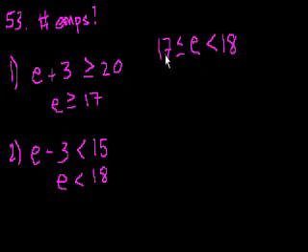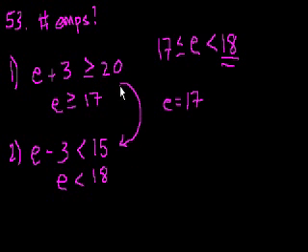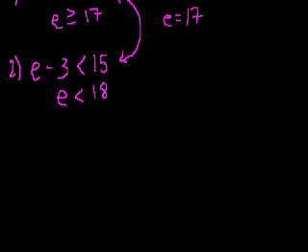Well, it has to be greater than or equal to 17. So it could be 17. Can it be 18? Well, no, because it has to be less than 18. So E has to be 17. So both statements together are needed to solve this problem. And that is C. Both statements together are sufficient. Next problem.